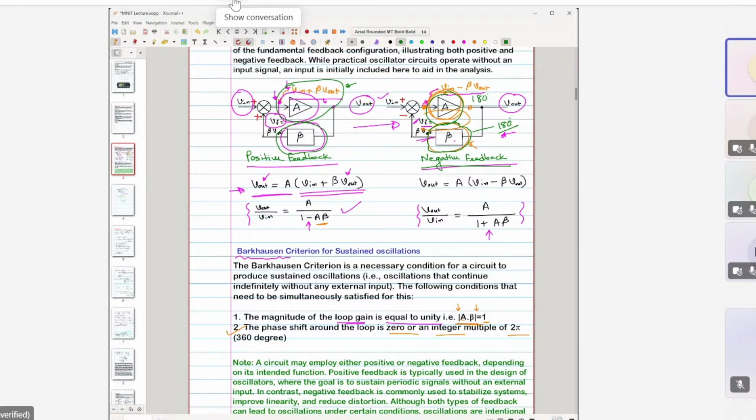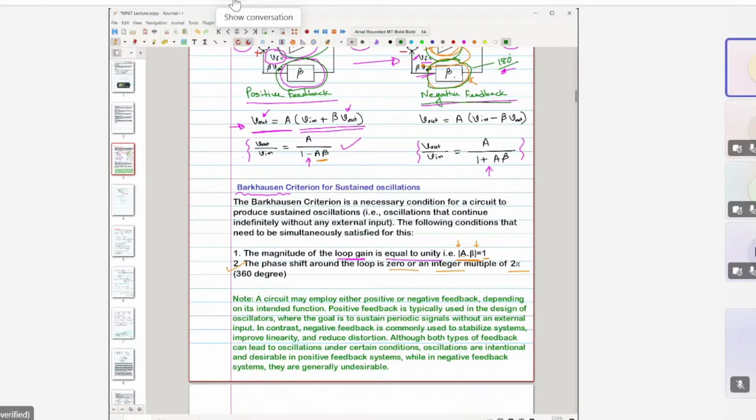So I hope this part is clear to you, that there are two criteria it has to fulfill. The first criteria is in terms of gain, where this loop gain A beta has to be equal to 1, and the second one is in terms of phase, where it says that the total phase shift around the loop has to be 0 or an integral multiple of 2 pi.